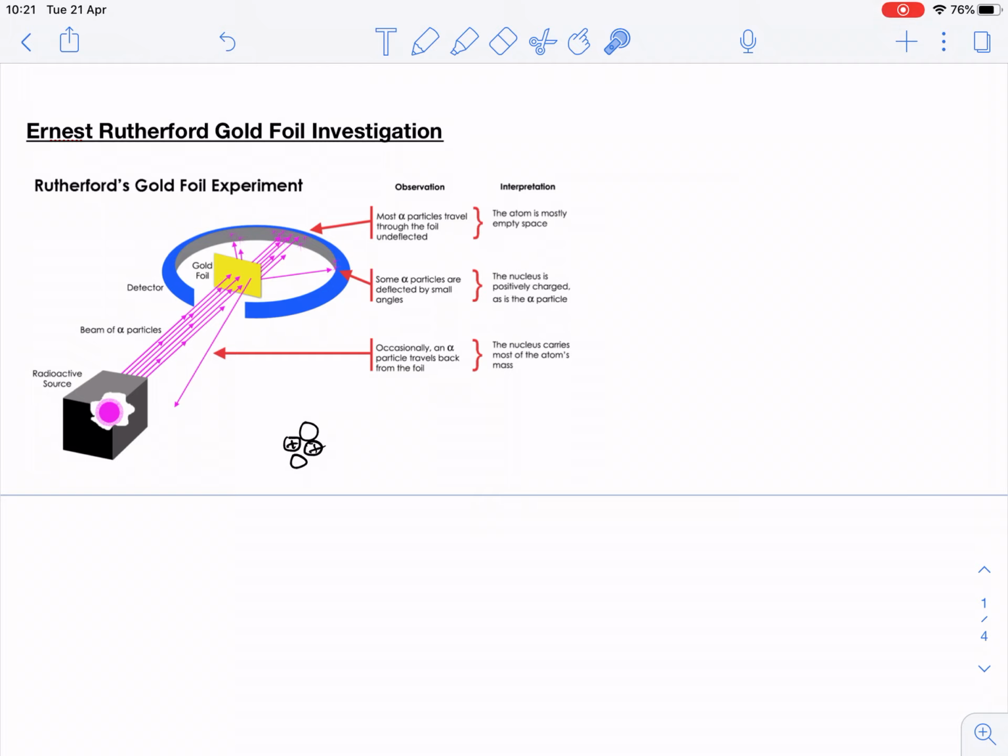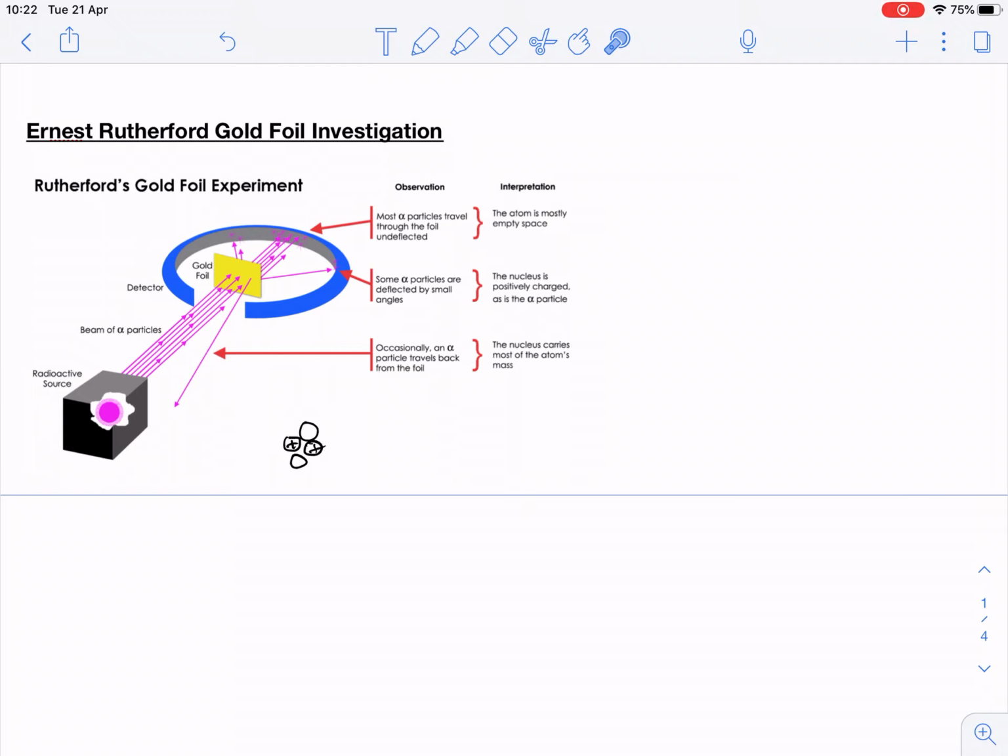And finally, some would go in, actually make contact with something and deflect back out, from the direction they'd just come from. That showed us that the nucleus carries most of the mass of the atom in that center. So there was actually something that it was making contact with and deflecting back. That told us that there was something tangible, something solid in that center, and that developed our understanding of the nucleus.